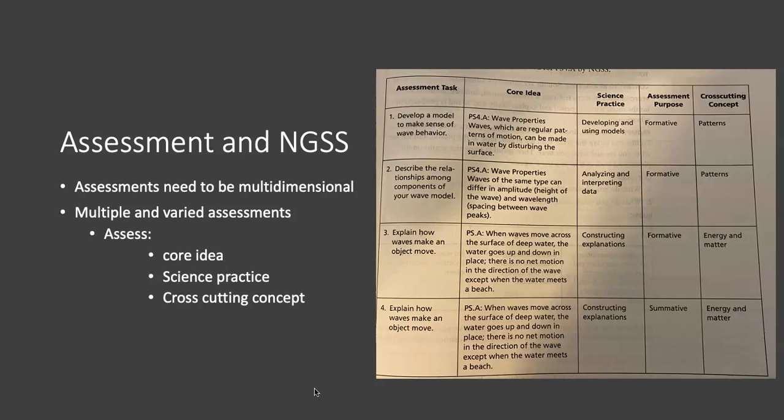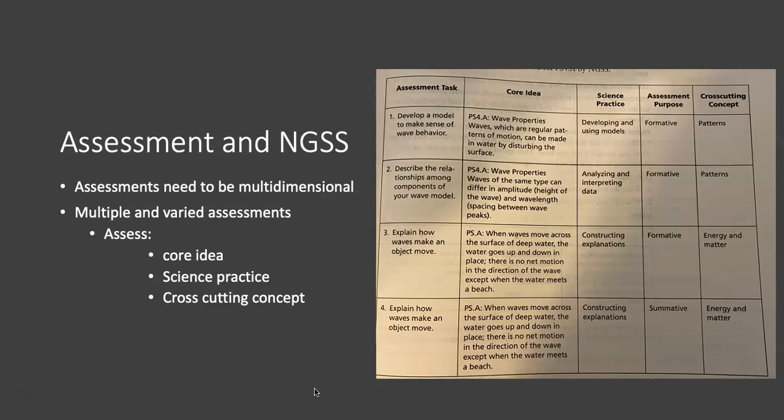In Louisiana standards, they give you an objective, then they give you a clarification statement, and then they discuss cross-cutting things and other things that they want you to be able to do. It's the same in NGSS. So if you look over here, the core idea is the specific objective that we want you to meet. So in this case, for PS4.A, we want teachers to be able to teach that wave properties, waves which are regular patterns of motion, can be made in water by disturbing the surface. But you're going to want your students to be able to practice this by developing and using a model.